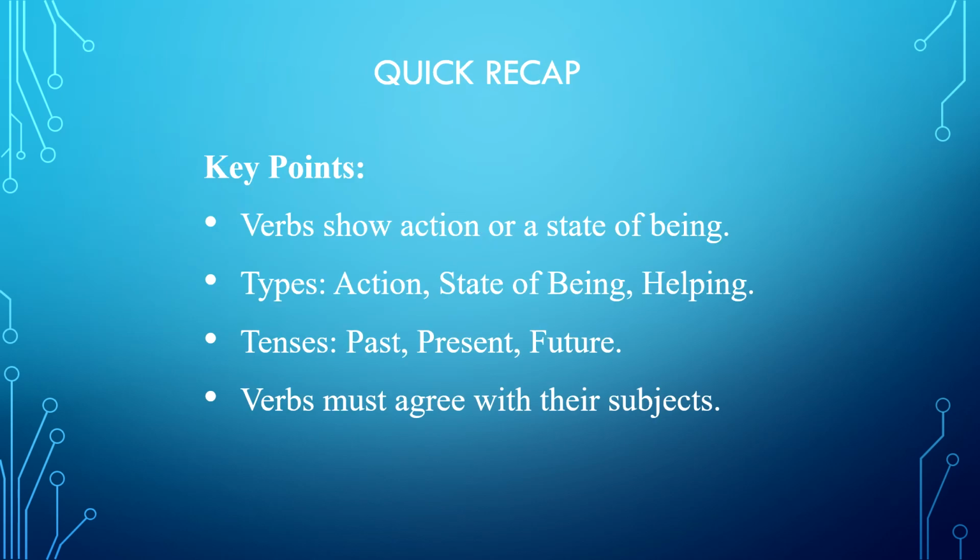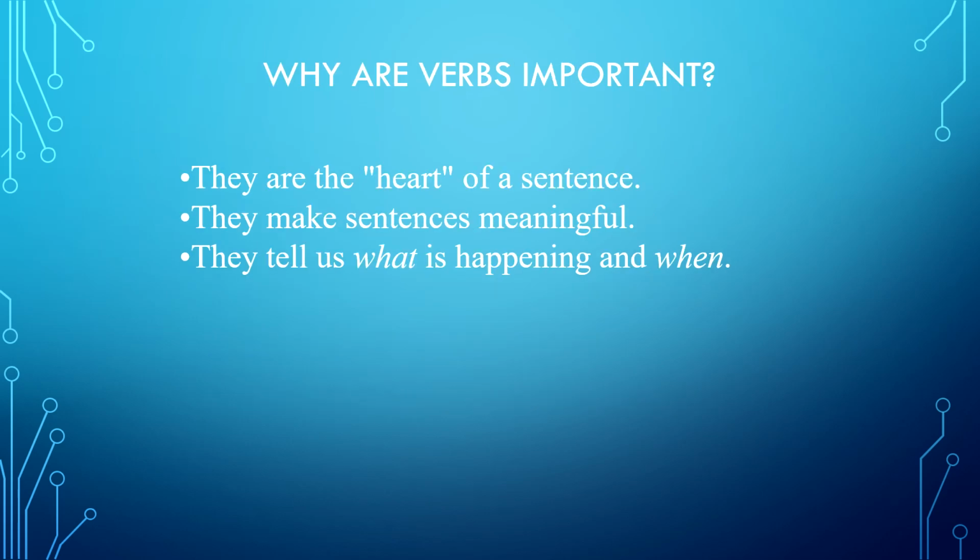Now for a quick recap of everything we have learned. Verbs show action or a state of being. The main types are action, state of being, and helping verbs. The three main tenses are past, present, and future. Verbs must agree with their subjects in number.